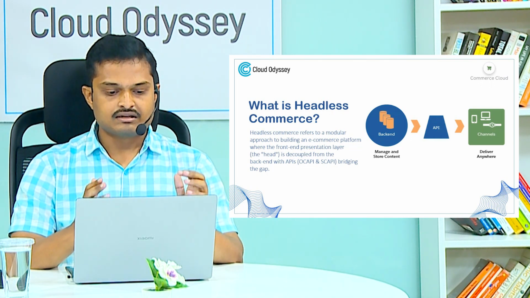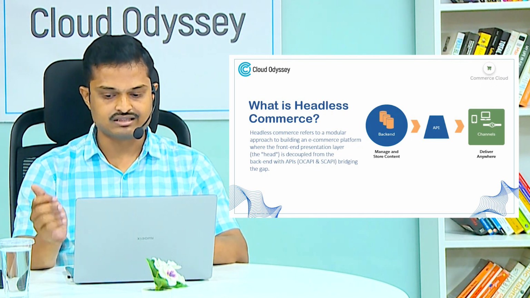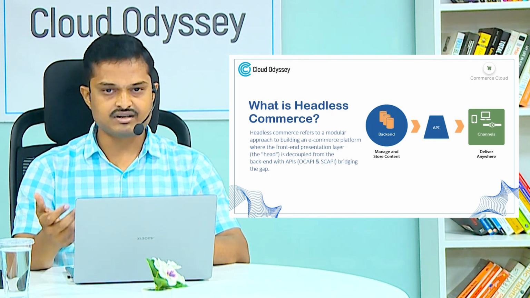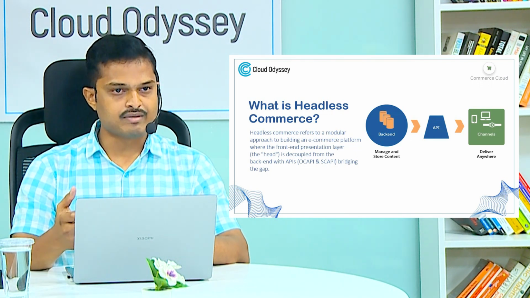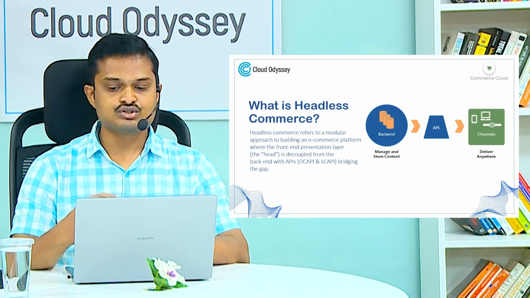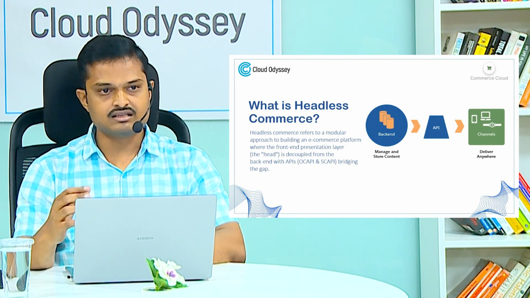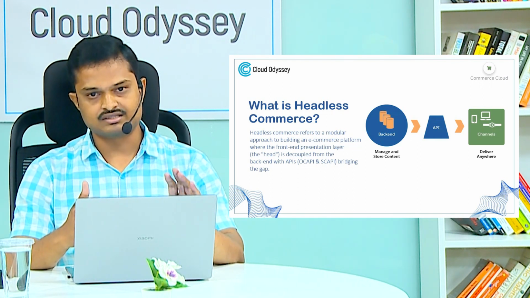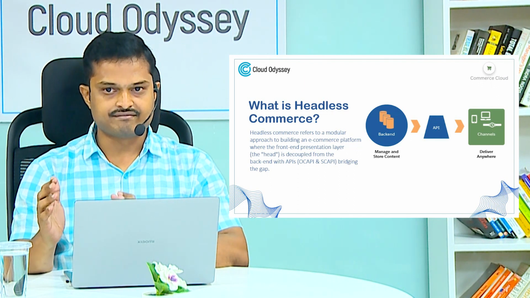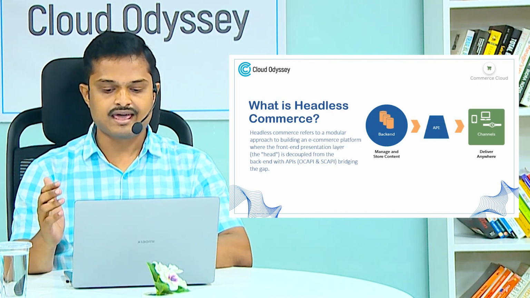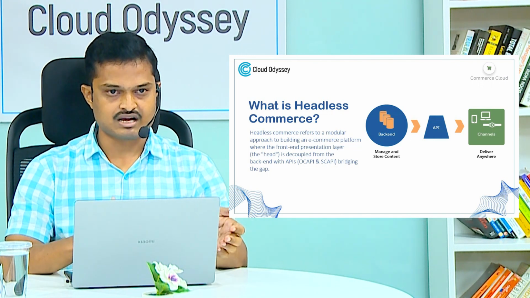So let us talk about what is head. The head is nothing but the front end, which is the customer-facing application. It can be a website, it can be a mobile app, it can be a social channel where commerce is enabled. It can be anything that is customer facing where customers can go and shop. That is the front end, which we call the head. And the back end is still the Salesforce Commerce Cloud.